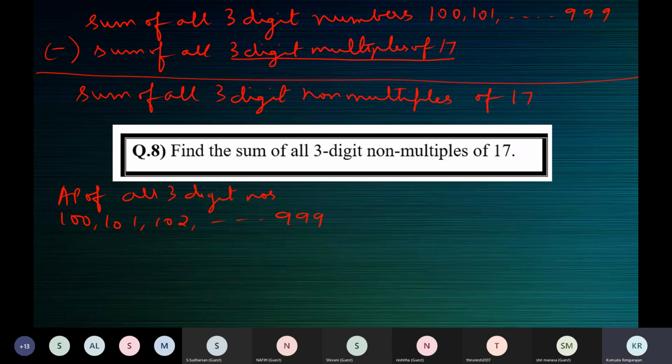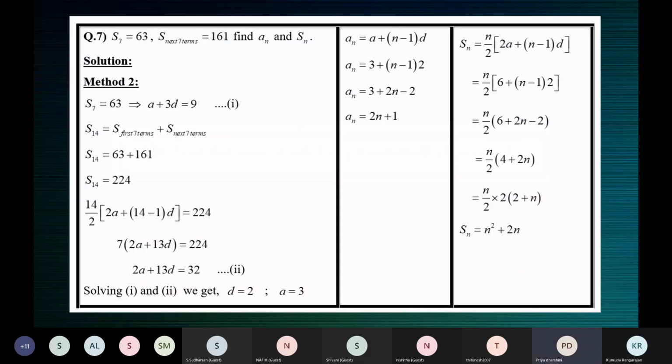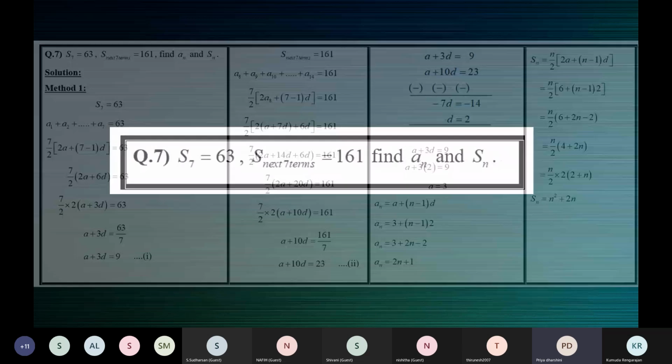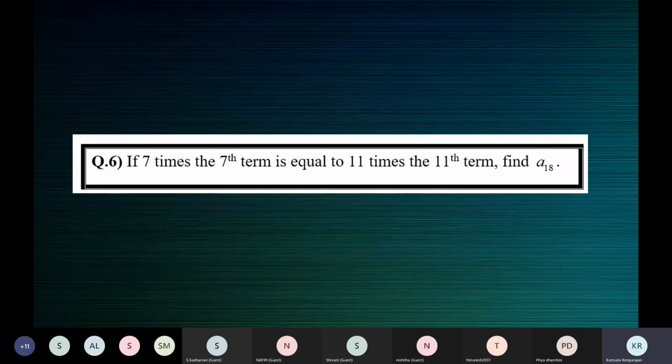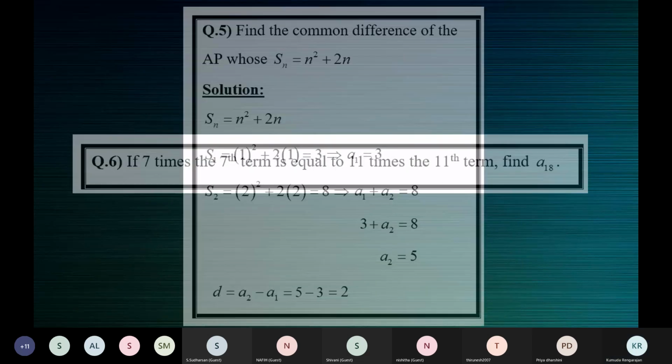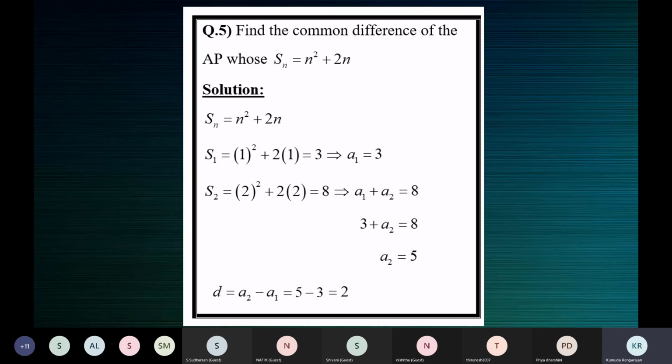Ma'am? Yeah? Yes, Nivedita? Yes, ma'am. Priyadarshini, is it? Yes, ma'am. Ma'am, the 6th question also you gave us homework, ma'am. Oh, really? Okay, I'm sorry. Thank you, Priyadarshini. See, nobody mentioned that. Thanks, Priyadarshini.